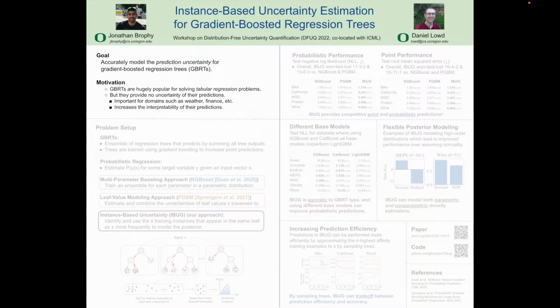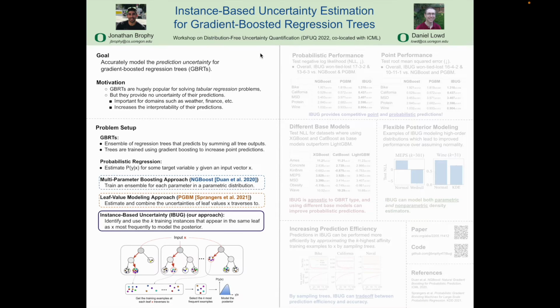However, these models provide no uncertainty of their predictions, only providing a scalar output. But prediction uncertainty is important for certain domains such as weather forecasting, finance, healthcare, etc. And quantifying the uncertainty of different predictions can increase the interpretability of those predictions. In this work, we're talking about GBRTs solving the task of probabilistic regression, in which the goal is to estimate the probability of y given some input vector x.